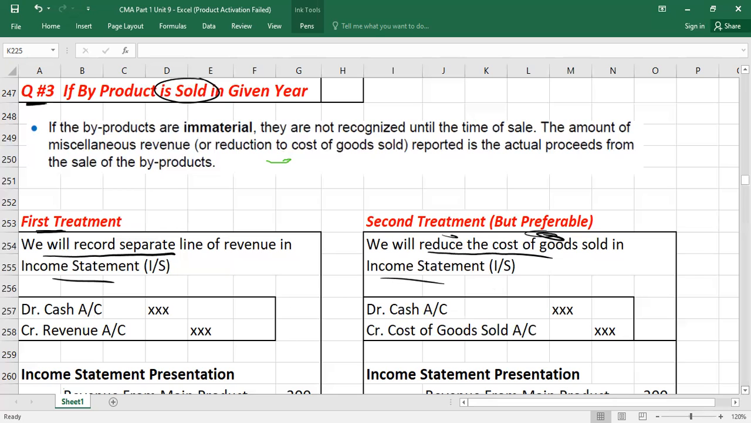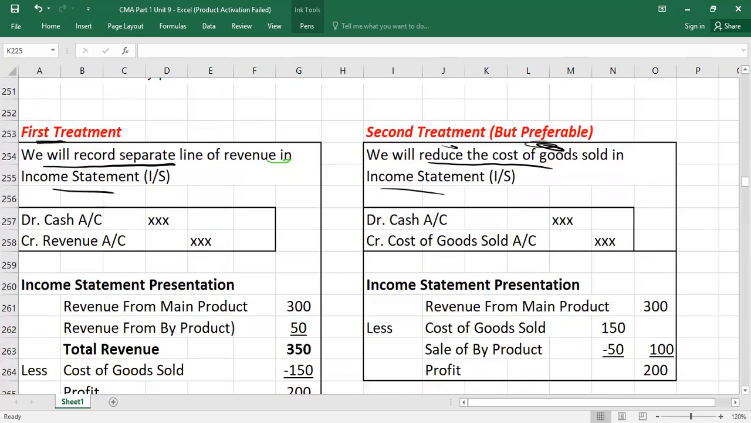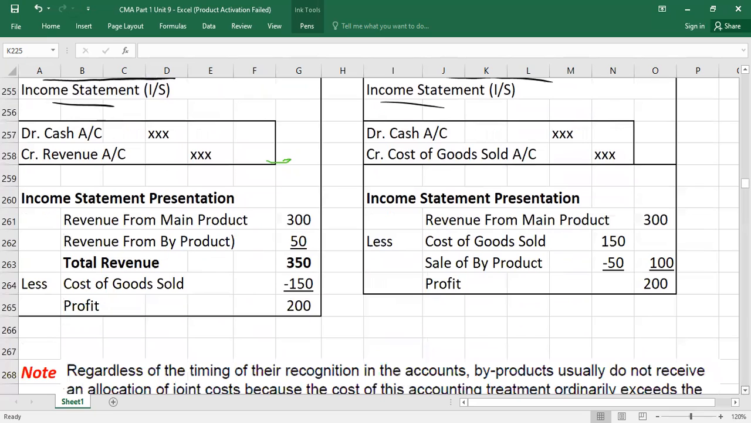For example, what if you are recording a separate line item? So you will do this. For example, I have revenue from the main product 300 and revenue from the byproduct 50. So total revenue will be 350. You can see here I am recording a separate line of revenue with the main product, right? And for example, my cost of goods sold is how much? 150. So my profit will be how much? 200. Understood?